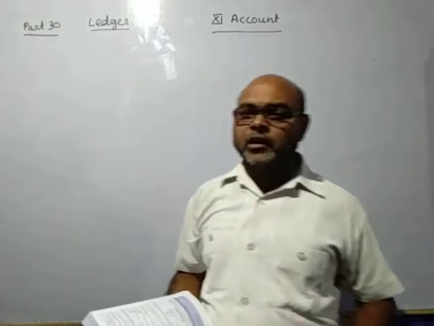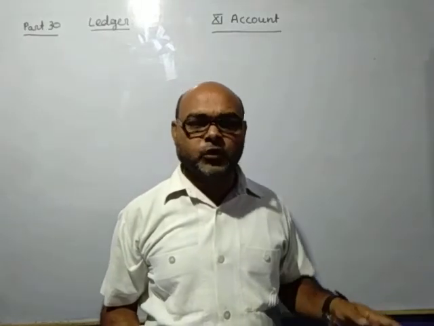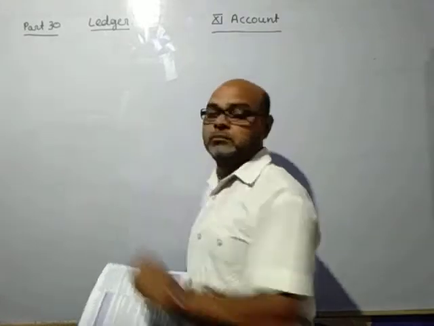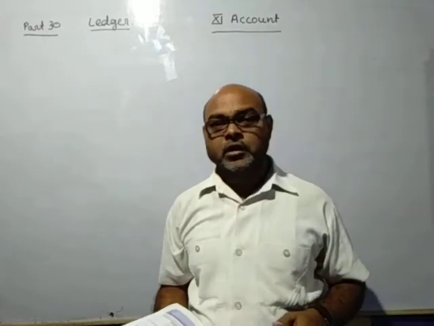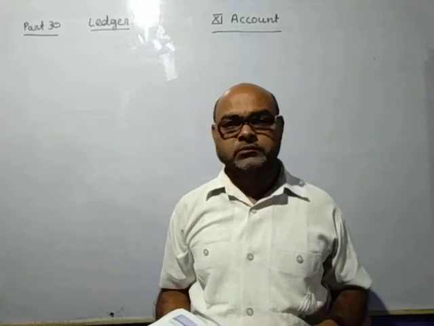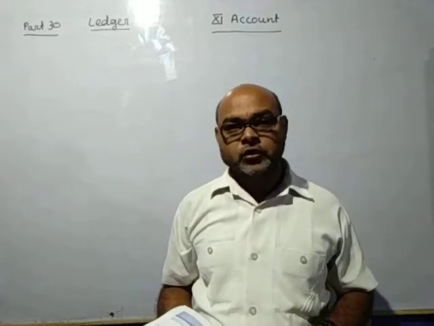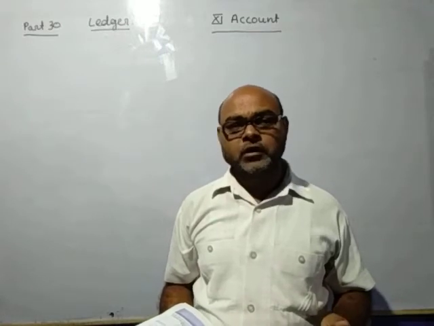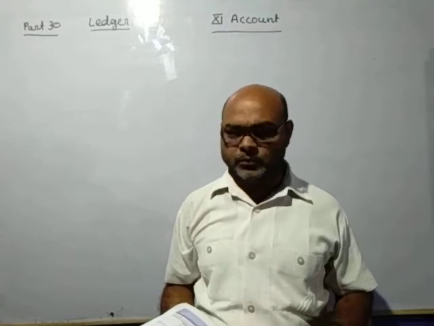In the accounting cycle you have seen the first process was journal and the second process was the ledger. So here we are going to see the ledger. Ledger means all the transactions of a particular person are collected at one place, so that we can conclude what amount I have to pay or what amount I have to receive.